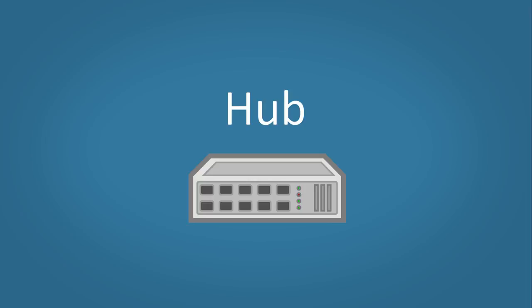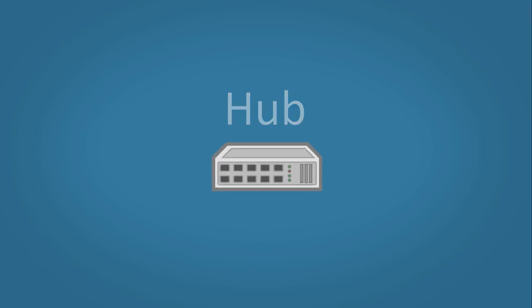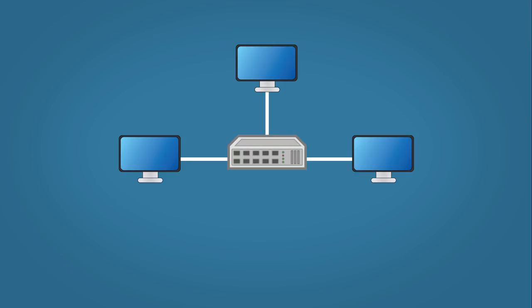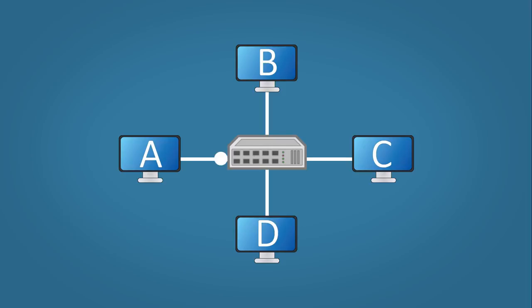Okay, first we'll look at a simple hub. A hub's job is to connect devices in your network together. Let's see how it works. Let's say host A sends some data to host C. When a hub receives the data, it repeats it out of every port except the receiving one. Host C gets the data, but so does host B and D, so they simply discard it.